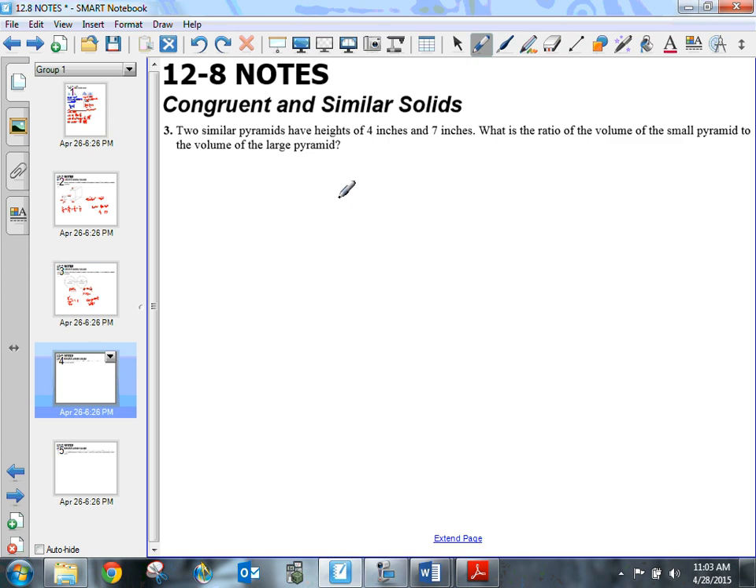If two similar pyramids have heights of 4 inches and 7 inches, what is the ratio of the volume of the small pyramid to the volume of the large pyramid? So I know I have two similar pyramids, okay? Heights of 4 and 7. So I have a scale factor, which is the same as the ratio of their side lengths, all right? And that would be 4 divided by 7.